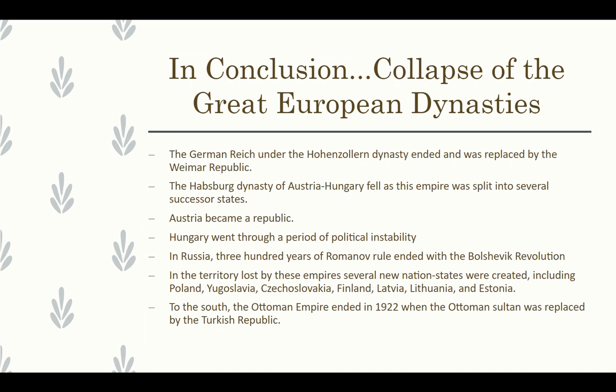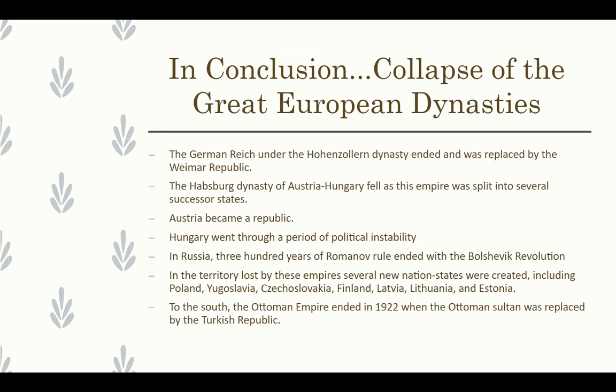Austria became a republic, but Hungary went through a period of political instability during which it had a succession of governments. In Russia, 300 years of Romanov rule ended with the assassination of Tsar Nicholas, his wife, his 4 daughters, and their son. This ended with the Bolshevik Revolution, replacing the Tsars with communist party rule.